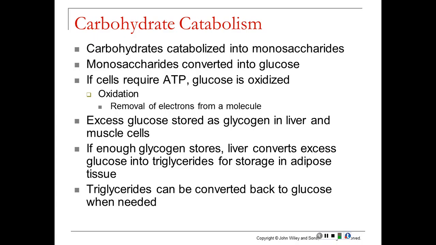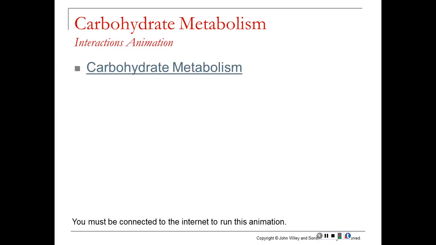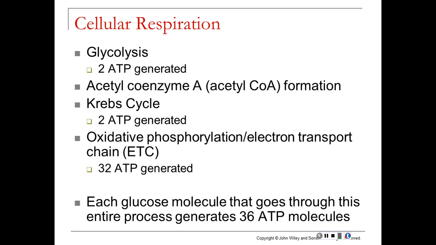So the excess glucose is then stored as glycogen in the liver and muscle cells, and if enough glycogen stores are present, the liver is going to convert excess glucose into triglycerides for storage in the adipose tissue. The triglycerides can then be converted back into glucose if needed. This animation here goes through carbohydrate metabolism.